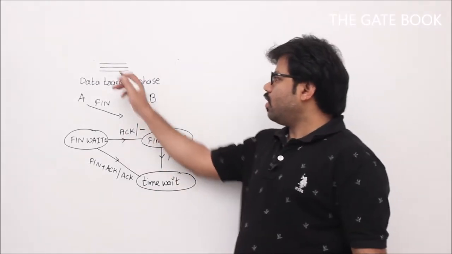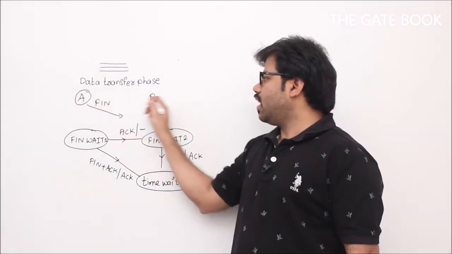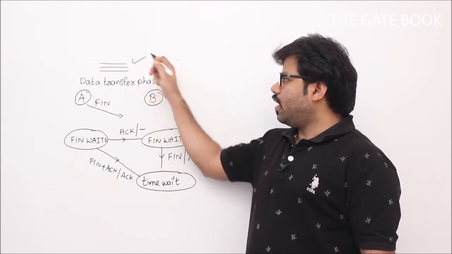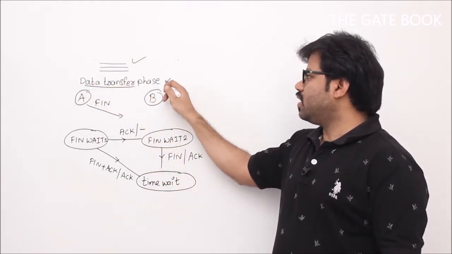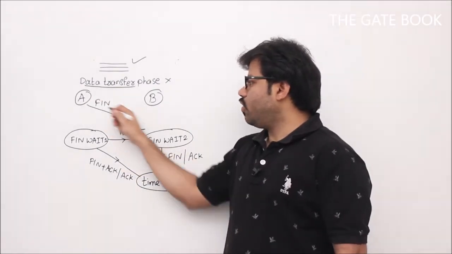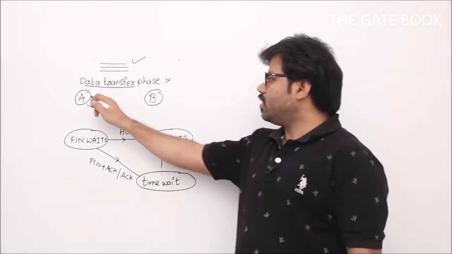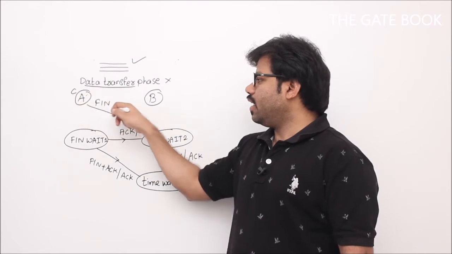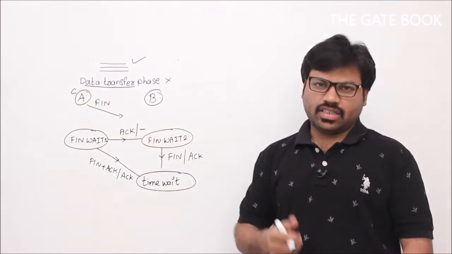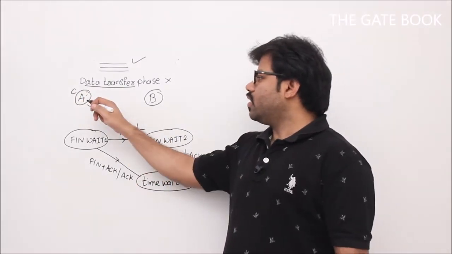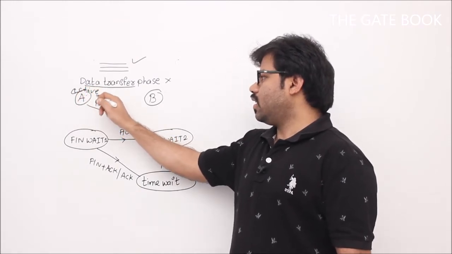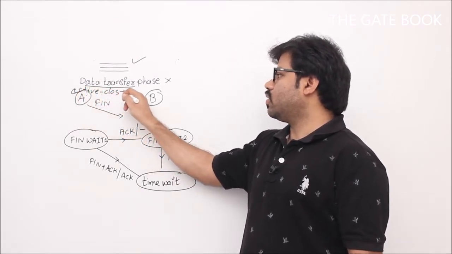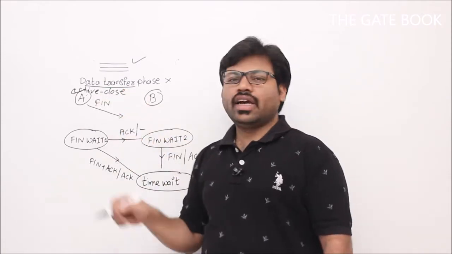Initially, let's say A and B are exchanging information. The connection has already been established, and the data transfer phase is done, meaning the data is transferred. Now A is issuing a FIN request. We say that A is the client because he initially started closing the connection. Otherwise we say that it is active close. Whoever closes the connection first, that is called active close. So A is actively closing the connection.